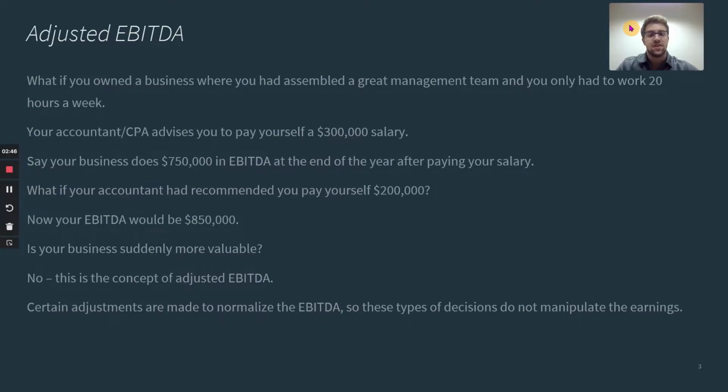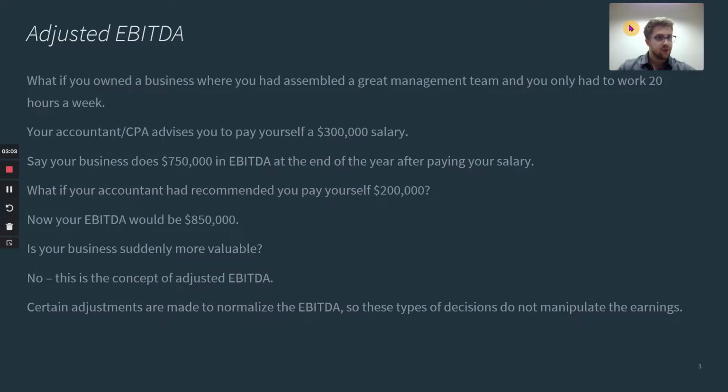The reason for this is you're making good money. You're making $750,000 in EBITDA at the end of the year, and they want to make sure that you don't get audited. That's a common thing CPAs will have you do: pay yourself a decent salary and pay those payroll taxes so that you don't get audited.